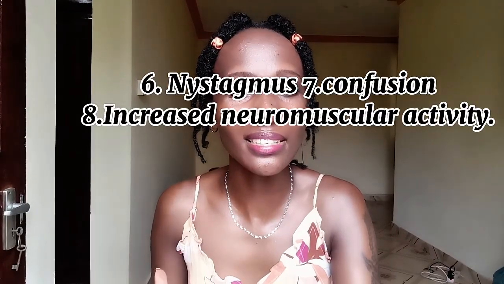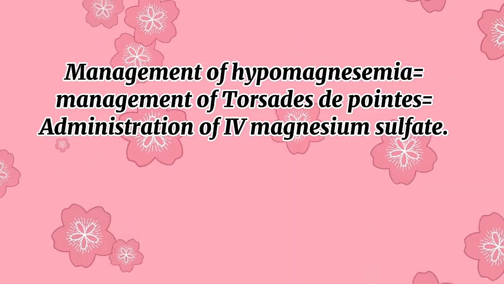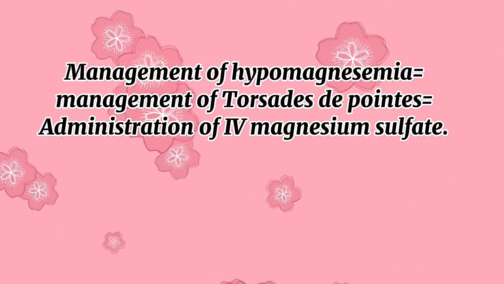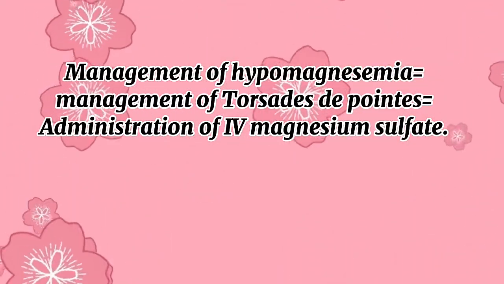They're having increased neuromuscular activity. They're having dysphagia. They are confused and depressed. Any sign and symptom that is on the higher end is attributed to hypomagnesemia, as compared to hypermagnesemia. And remember, the only way to correct hypomagnesemia is by giving IV magnesium sulfate. Sometimes they won't ask you that directly. They're going to give you that rhythm of torsades de pointes, and then ask you the management of that particular rhythm. So you definitely know it is magnesium sulfate.